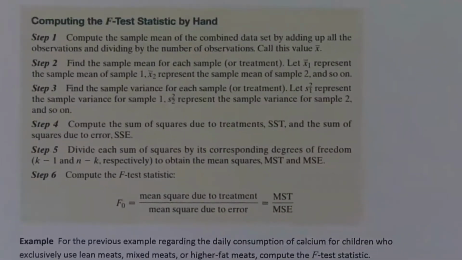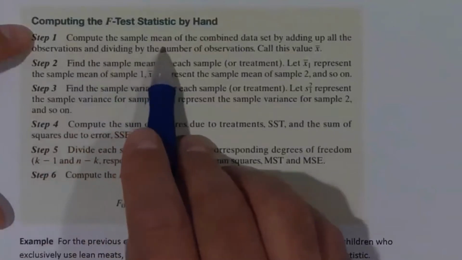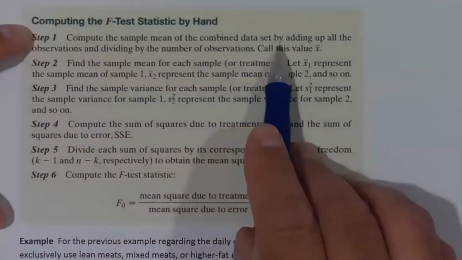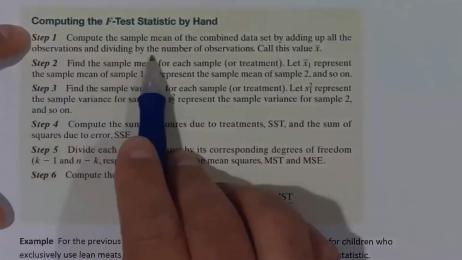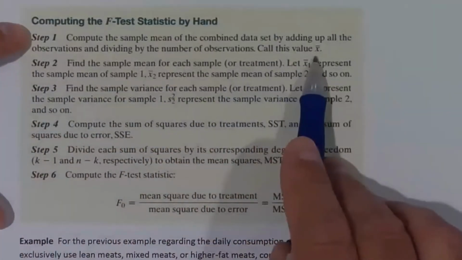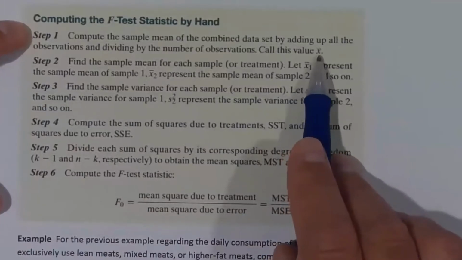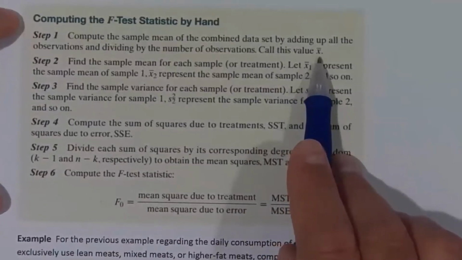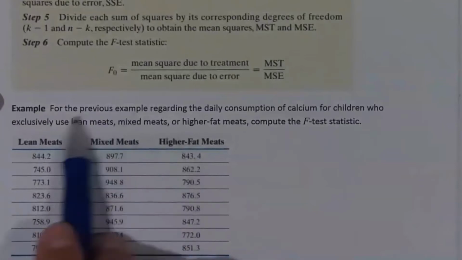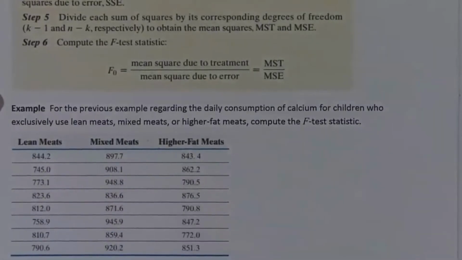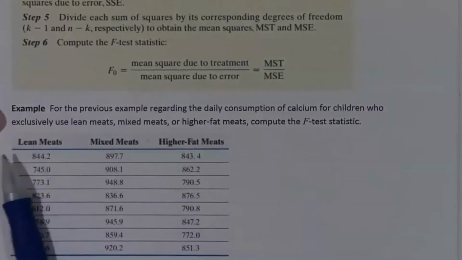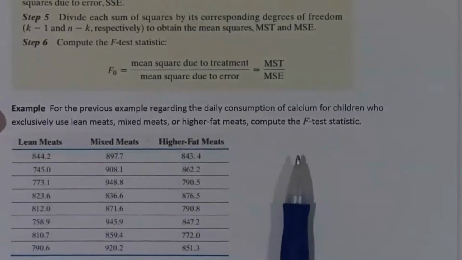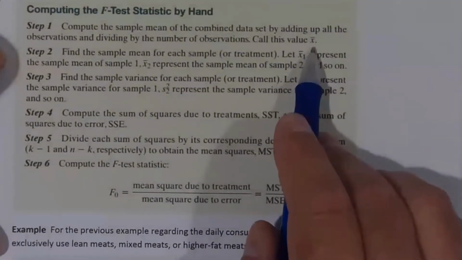So, computing the F-test statistic by hand. Step 1, compute the sample mean from the combined data by adding up all of the observations and dividing by the number of observations, and call this value X bar. So this value X bar is the mean of all of the data across all of the samples. Like, for example, in our lean meat, mixed meat, high fat meat problem, we had 8 data values in each group. So altogether, there's 24 data values. If I find the mean of all 24 data values, that is X bar.